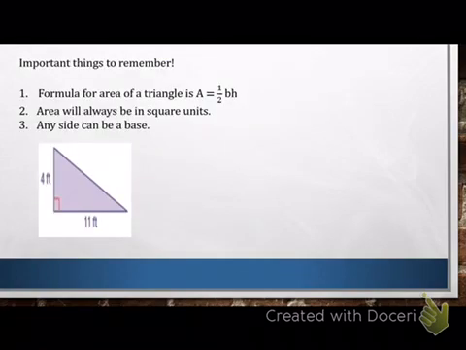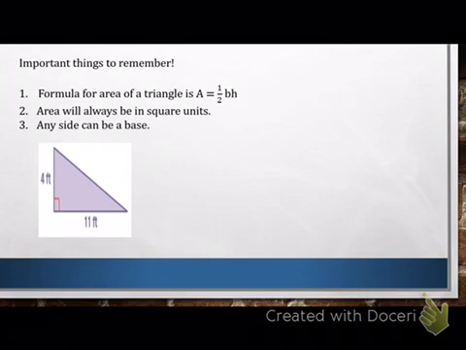Now, there are a couple of things I want you to remember as we move along in this section. Yes, you need to know the formula, A equals 1/2 times BH. Area will always be in square units, and any side can be a base. The side for height will always be perpendicular to the base. All right? So those are some things we're going to remember.